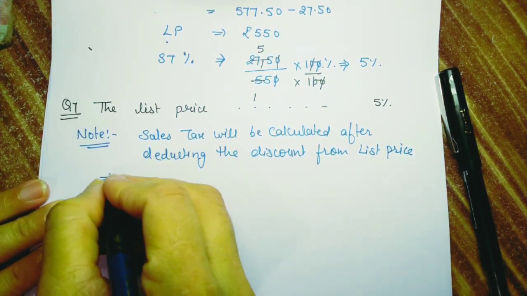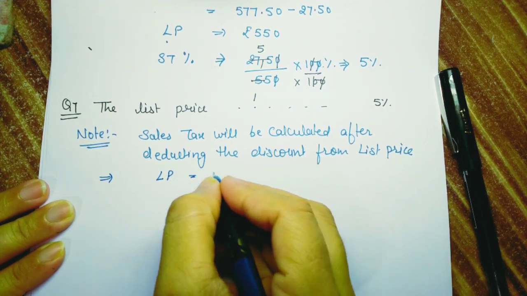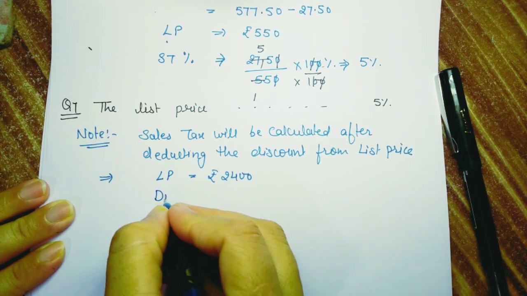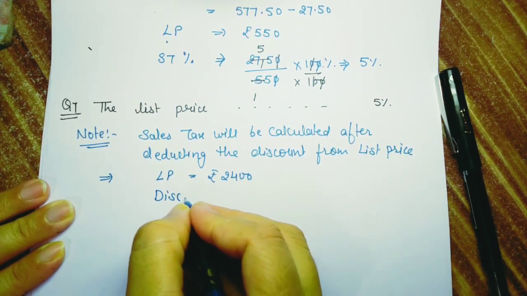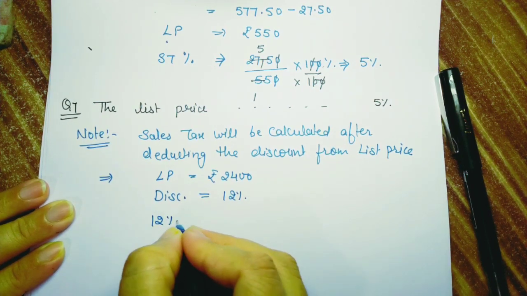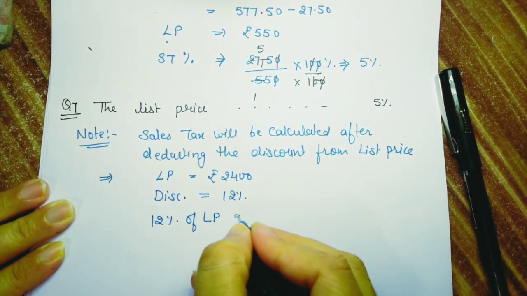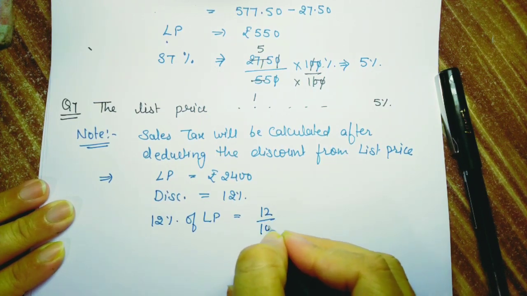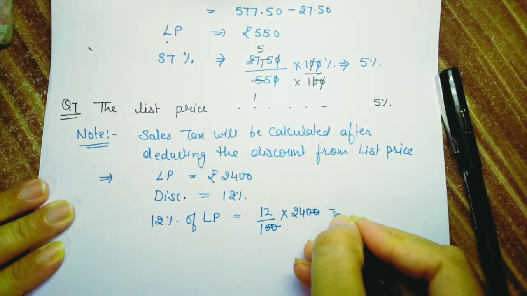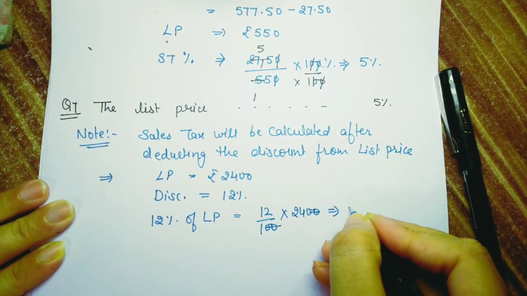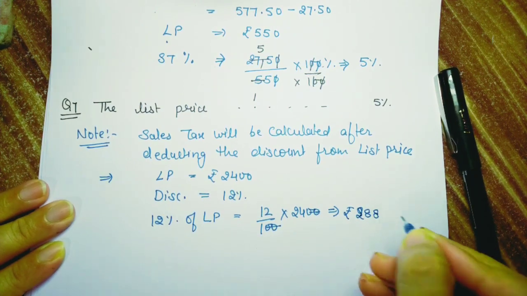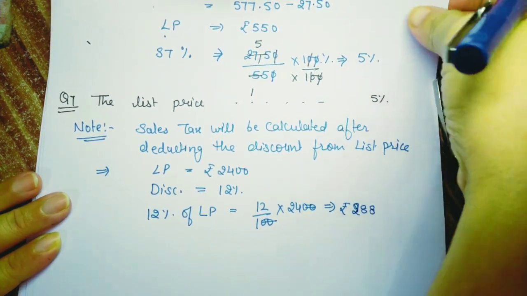So first of all, they have given us the list price, that is rupees 2400. Then the discount is 12%. So 12% of list price, that means 12 by 100 multiply 2400. 20 cancel by 20. That means the amount of discount is rupees 288.